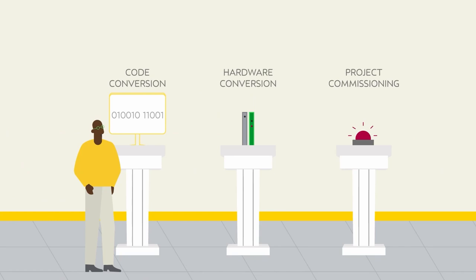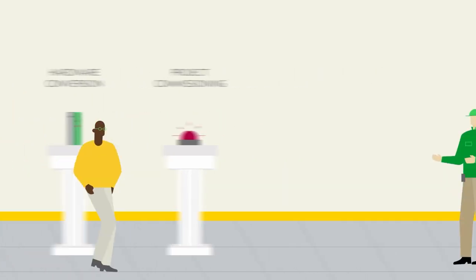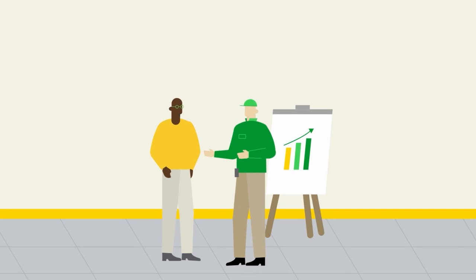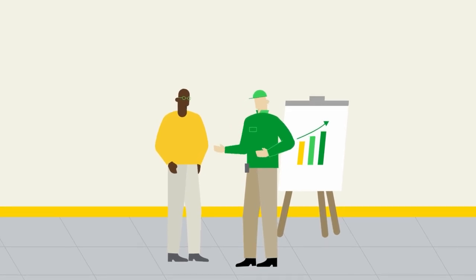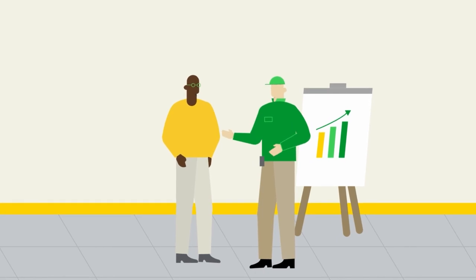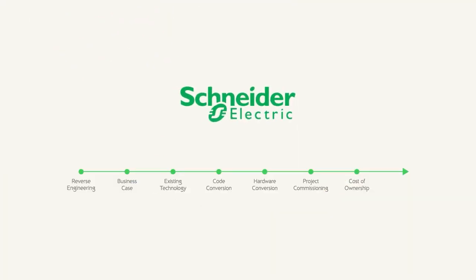Sections 4, 5, and 6 will walk you through code conversion, hardware conversion, and project commissioning. Following our explanation of how migrations take place and are completed, we'll get into a short discussion of total costs of ownership of various options and show the full financial benefits of Schneider's approach. It's everything you need to know about Schneider Electric's approach to DCS migration. Let's get into the business case for the project.